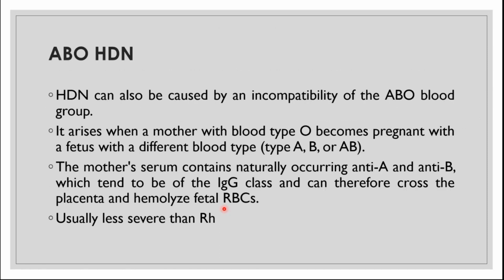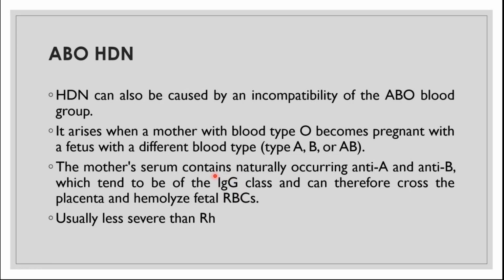HDN can also be caused by an incompatibility of ABO blood group. It arises when a mother with blood type O becomes pregnant with a fetus with a different blood type, A or B, ataupun AB lah. Mungkin husband ni lah, yang lain darah selain pada O. The mother's serum contains naturally occurring anti-A and anti-B. Sebab dia darah O, dia ada antibody A dengan antibody B, which tend to be of the IgG class and can therefore cross the placenta and hemolyze the fetal RBC.